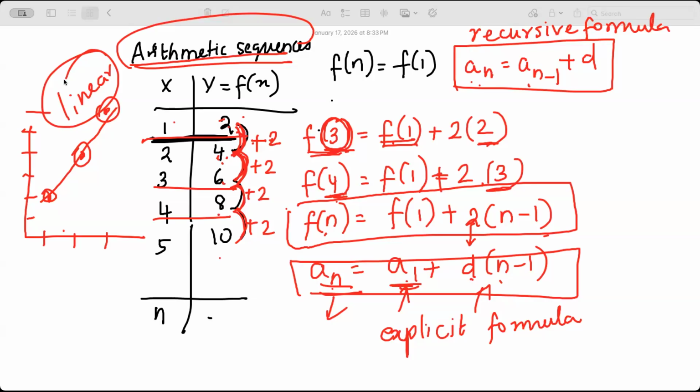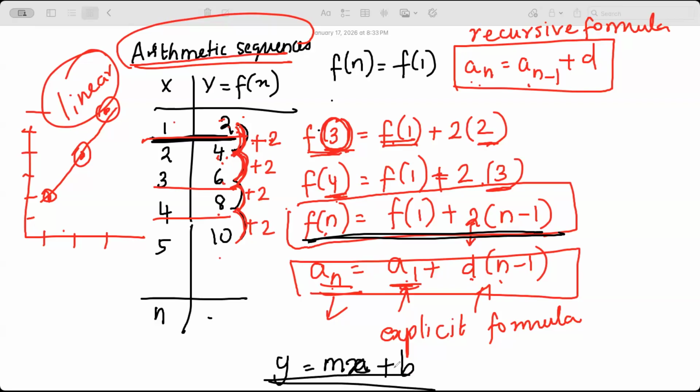Okay, now I have a question for you. You know, this is f of n is equal to f of 1 plus (n minus 1) times d, correct? How does it relate to y equal to mx plus b? Are you able to connect something? Not yet?